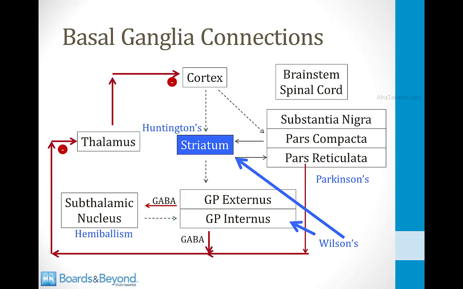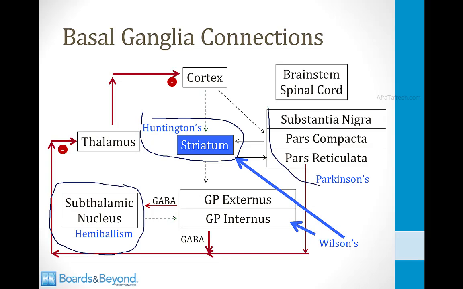So in this slide, I've noted the movement disorders in the portion of the basal ganglia that they affect. In the middle of the screen, Huntington's affects the striatum. Down here on the left, hemiballism happens when you get damage to the subthalamic nucleus. That can happen from a lacunar stroke. Over on the right side of the screen, Parkinson's affects the substantia nigra. And then Wilson's disease can affect the globus pallidus and also the striatum. And that concludes our module on the basal ganglia.